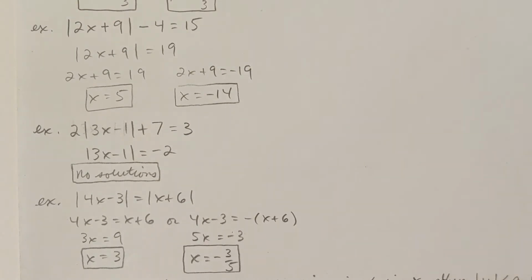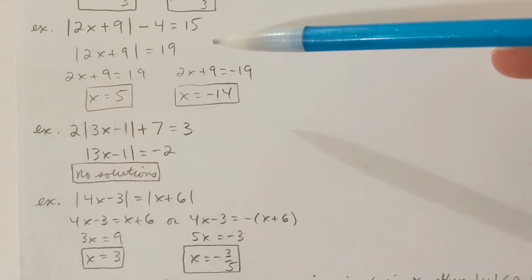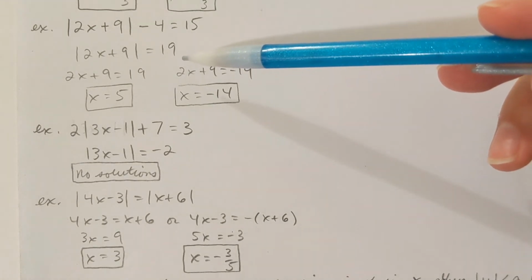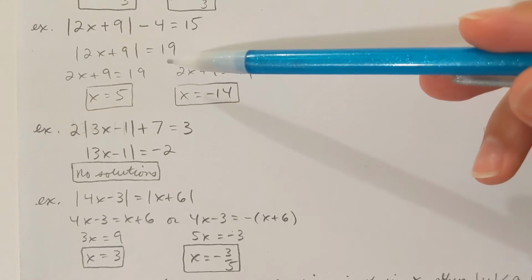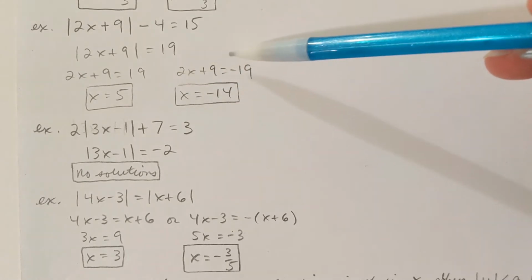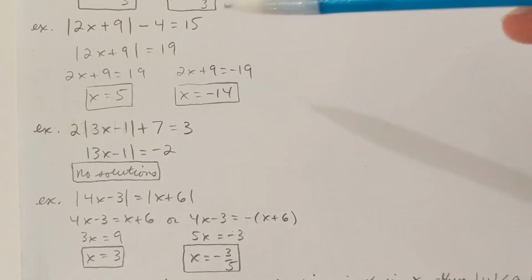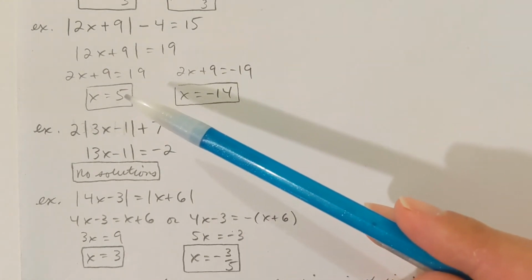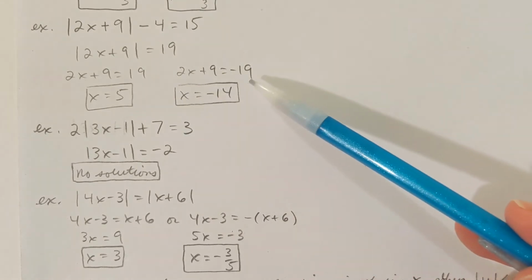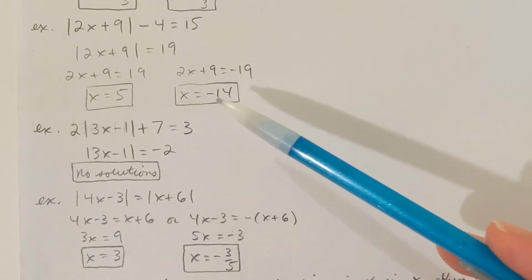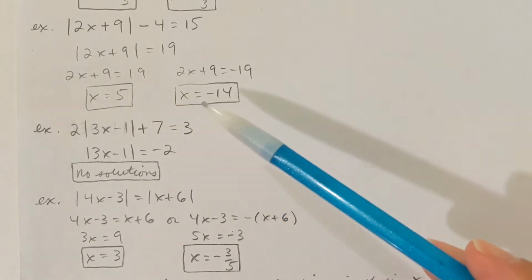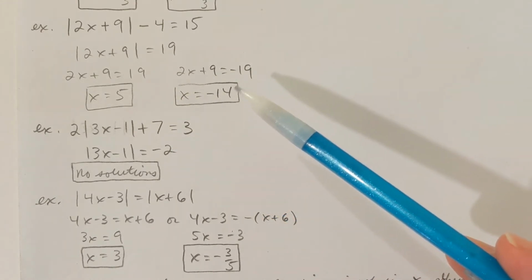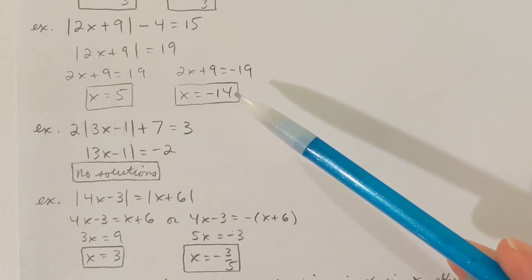Another example, the absolute value of 2x plus 9 minus 4 equals 15. The first thing that you want to do is get the absolute value expression all by itself. The absolute value of 2x plus 9 equals 19. And so 2x plus 9 equals 19, or 2x plus 9 equals negative 19. Subtract 9 from both sides, 2x equals 10 or 2x equals negative 28. 2x equals 10 means that x equals 5. 2x equals negative 28 means that x is equal to negative 14.